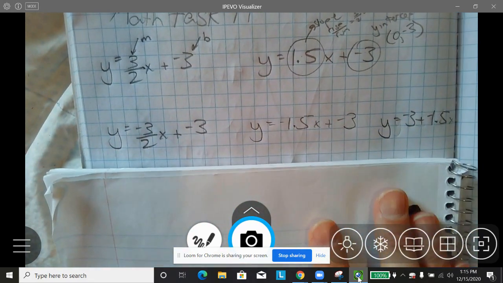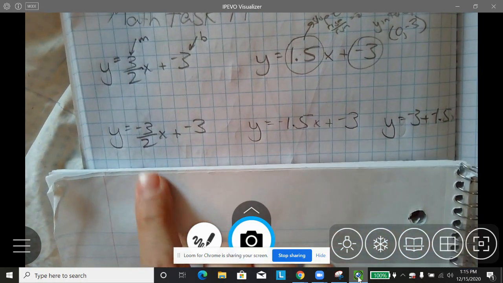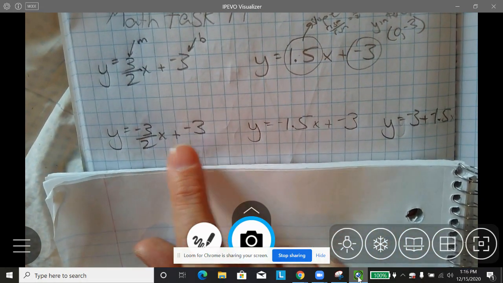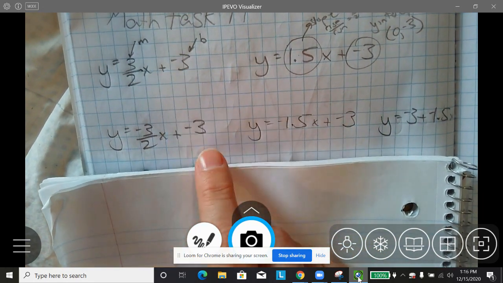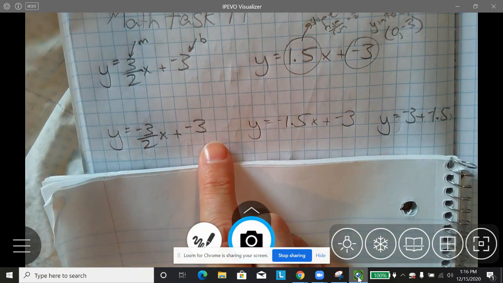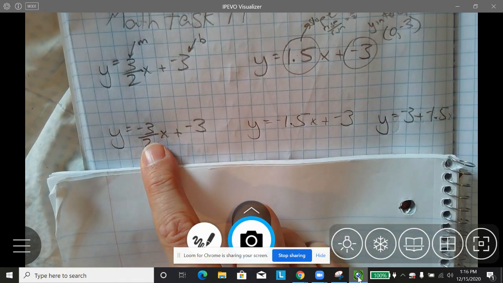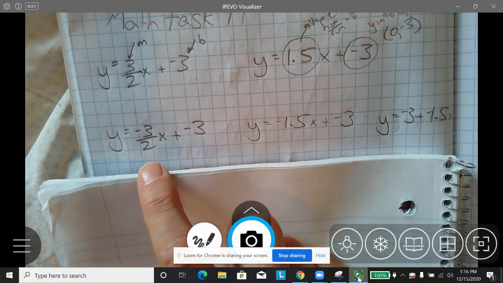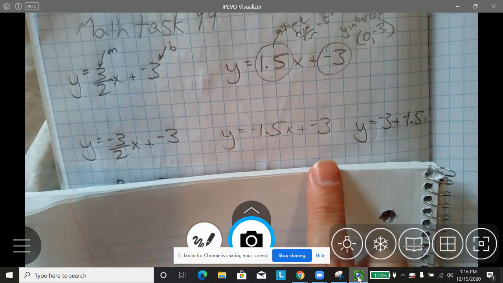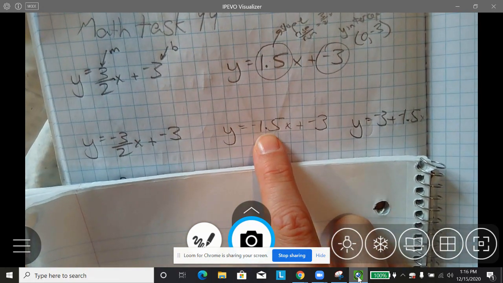Next line we're going to graph is very similar, but we're going to graph negative 3 over 2x plus negative 3. Very, very similar to this line. The only difference is the slope. You'll notice the y-intercept is the same, so they're going to both hit the y-axis at negative 3. And the slope this time is going to go down 3 over 2. Down 3 over 2. Now, just like the other one, 3 divided by 2 is 1.5.